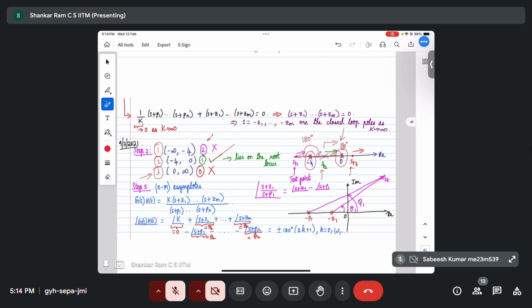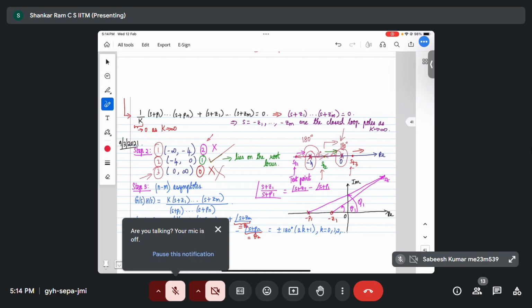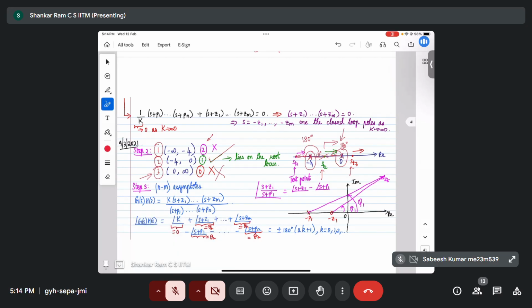We have this region not being part of the root locus. Okay. So I hope it's clear how we got this entire thing, how we identified the part of the root locus which lies on the real axis. So in summary, for this example, using this step, we have figured out that the region between -4 to 0 lies on the root locus.